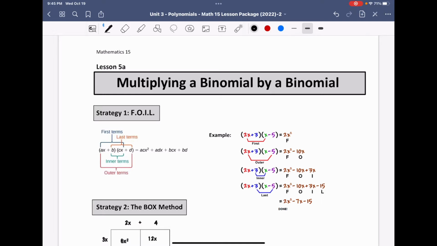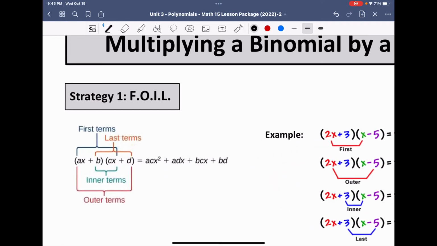So there's a couple different strategies for multiplying binomials. The first one is going to be foiling, and this one you should be fairly familiar with. You would have seen this in previous grades like grade 8 and 9, and that's saying, what if I have two terms in one bracket, two terms in another? How can I expand this?